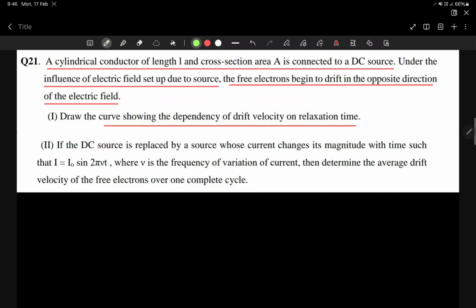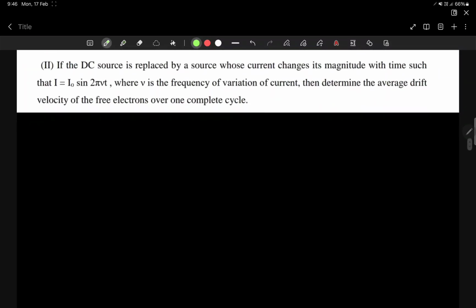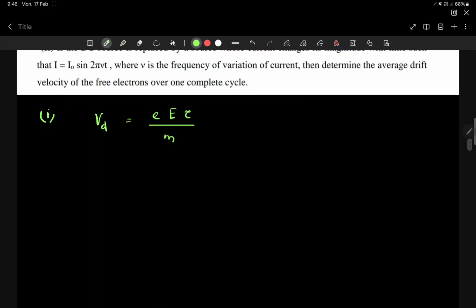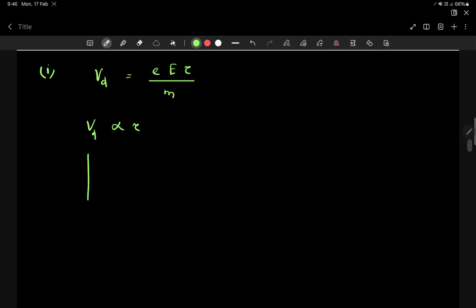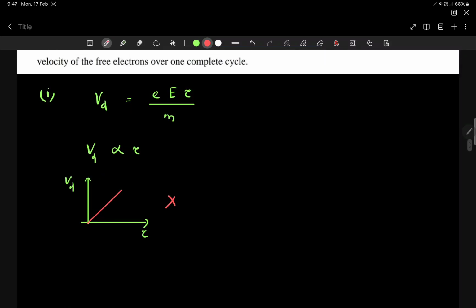So basically, most of the students, for the first bit, simply use the drift velocity formula in magnitude, small e capital E tau by m, where tau is our average relaxation time. From this, if we think Vd is directly proportional to tau, and draw the Vd versus tau graph as linear in nature, then it is wrong. You remember Vd is directly proportional to relaxation time.